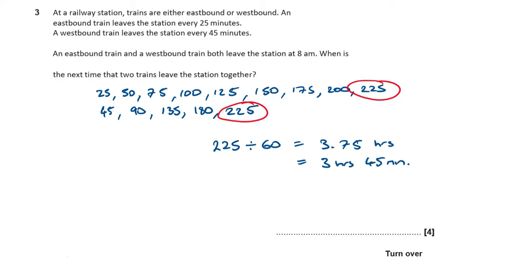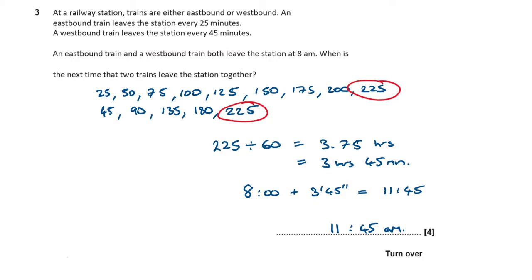So from 8 o'clock, so what's 8 a.m. plus 3 hours and 45 minutes? That's going to take me up to 8 plus 3 is 11. Plus 45, it's going to give me 11:45, isn't it? Okay, so that is the time that they're next going to be in the station together.